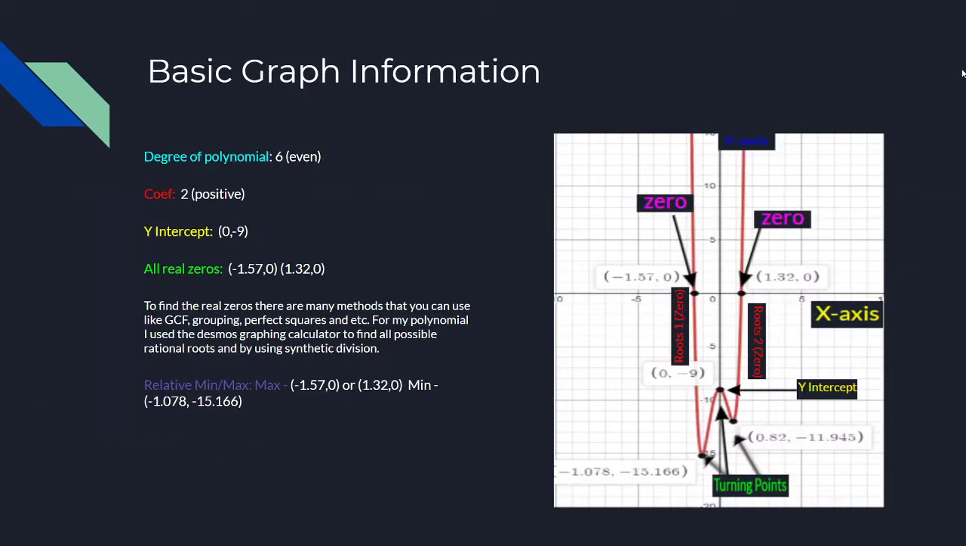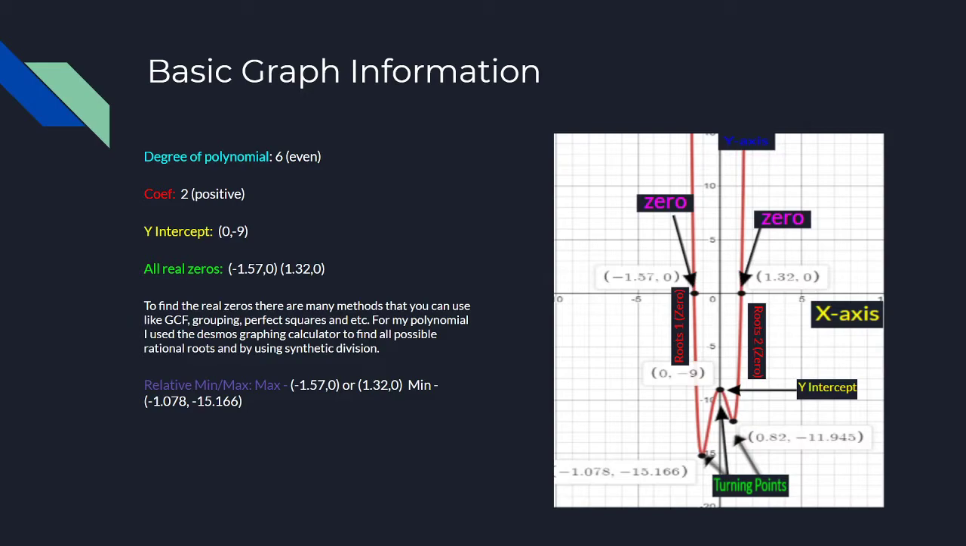Some basic graph information on my polynomial. The degree of the polynomial was 6, which was the highest exponent, from 2x to the 6th power. My leading coefficient was 2, which was the first number we saw, 2x to the 6th power. For my y-intercept, I got x equals 0 and y equals negative 9. We already went over how I got that.